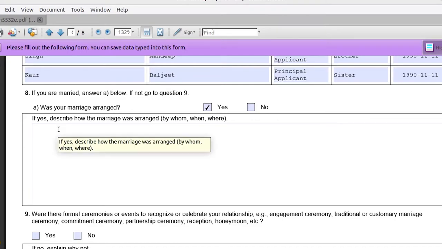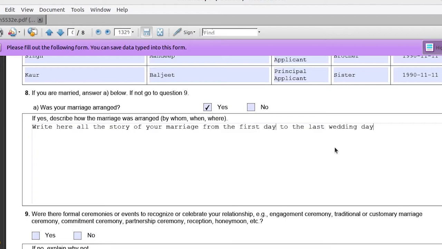So I'm just going to write right here: the story of your marriage from the first day to the last wedding day. So the first day when you met your spouse, the last day which is the wedding day. You need to add all the dates, locations, persons who were involved, your mother, father, your relatives, your principal applicant's relatives, their mother, father, their siblings, your in-laws, the address of the marriage palace, the address of the location where your ring ceremony happened, each and everything. You need to add the entire story in this section.